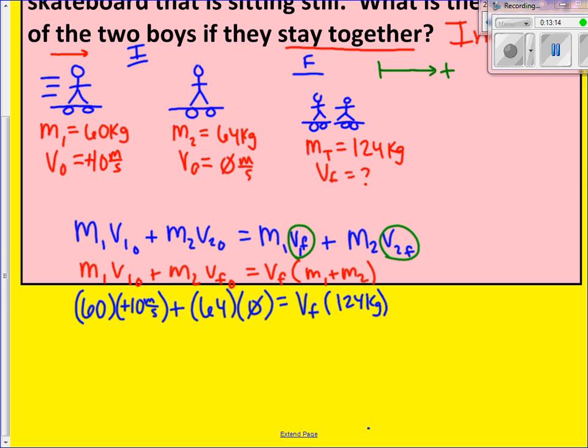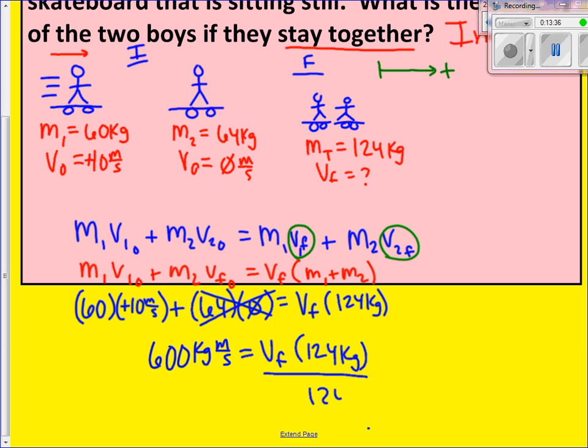If we simplify the left side, this value goes away since it's 0. And so 60 times 10 gives me 600 kilogram meters per second. This tells me that that is the total momentum in the system. So I set that equal to the final momentum in the system, which is V final of their combined masses of 124 kilograms. Divide both sides by 124, and that gets me my V final, which is 4.84 meters per second.